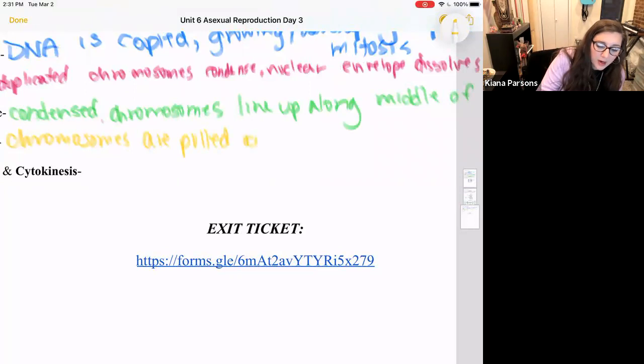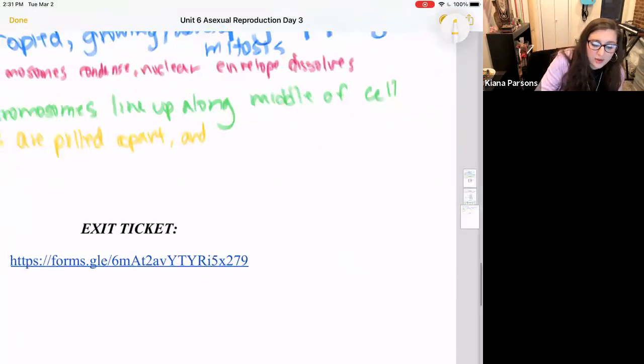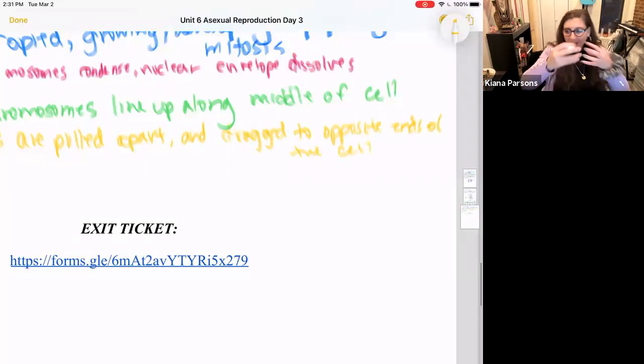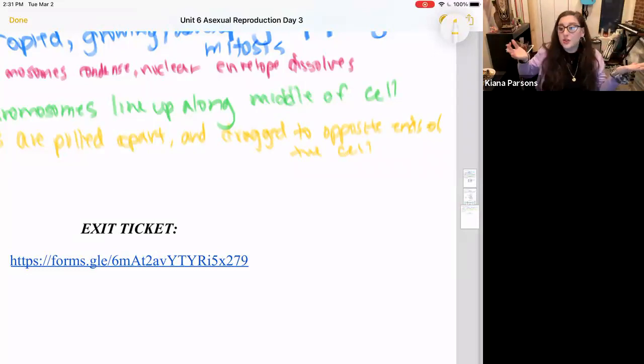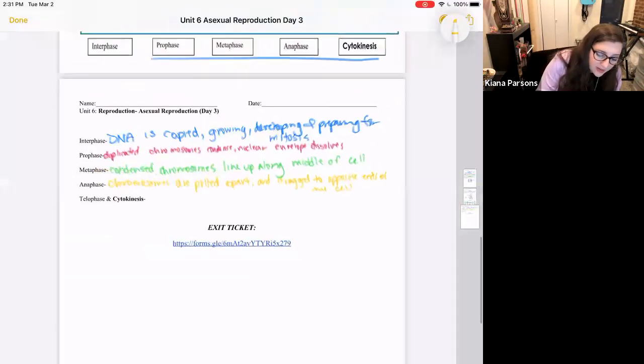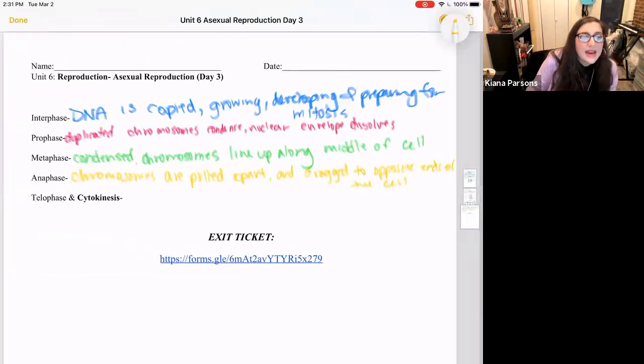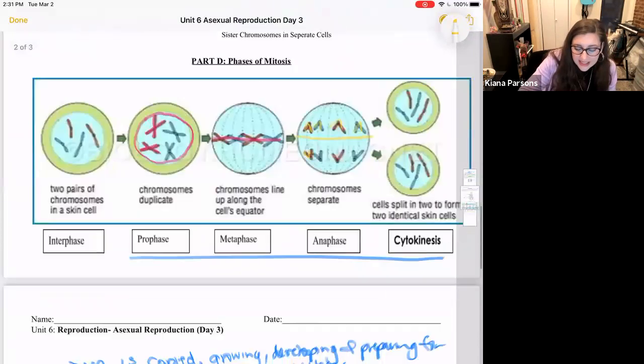They're being pulled apart and dragged to opposite ends of the cell. And there's sort of like an unraveling of the chromosomes that were connected by that centromere being pulled apart, and it looks really beautiful under the microscope. Anaphase, she's cool. And now we have telophase and cytokinesis.